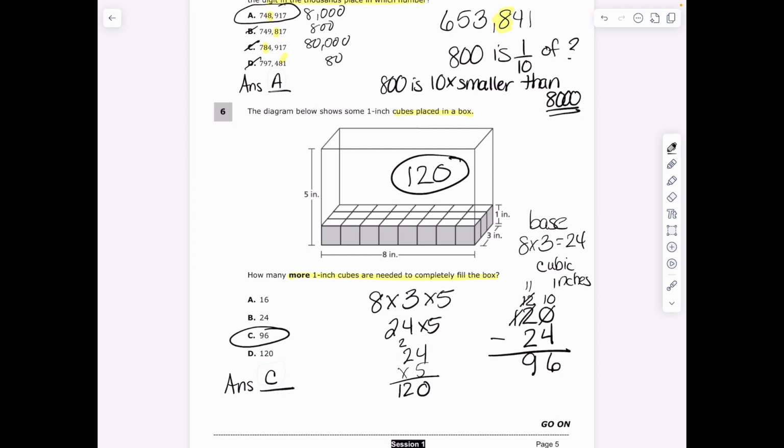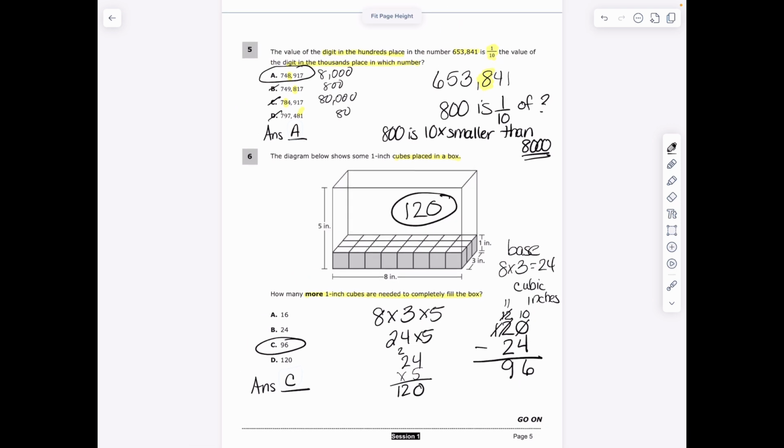And I'm going to give you a secret. The first time I did this, I got the answer wrong and I put 120. Because I found the total volume and I forgot to read the second part that said how many more are needed to fill the box. So again, you could know how to do something, but if we're not reading carefully, we might miss some things and not really ask what's being asked. All right, hit pause and jot these two down into your notes.